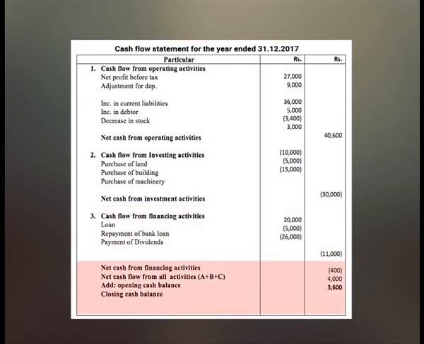Now, net cash flow from all the activities, that is A plus B plus C, that means operating activities plus investing activities plus financing activities, is equal to minus 400. We will add the opening cash balance to this, which is 4,000. Then finally, we have the closing cash balance, which is 3,600.